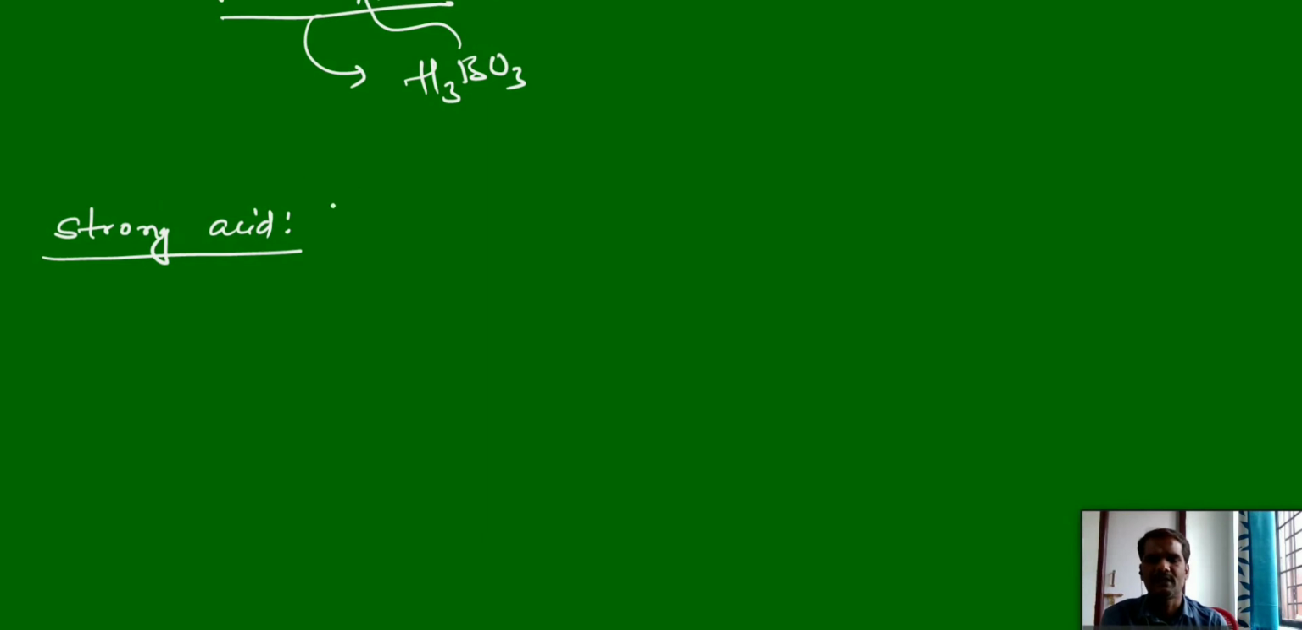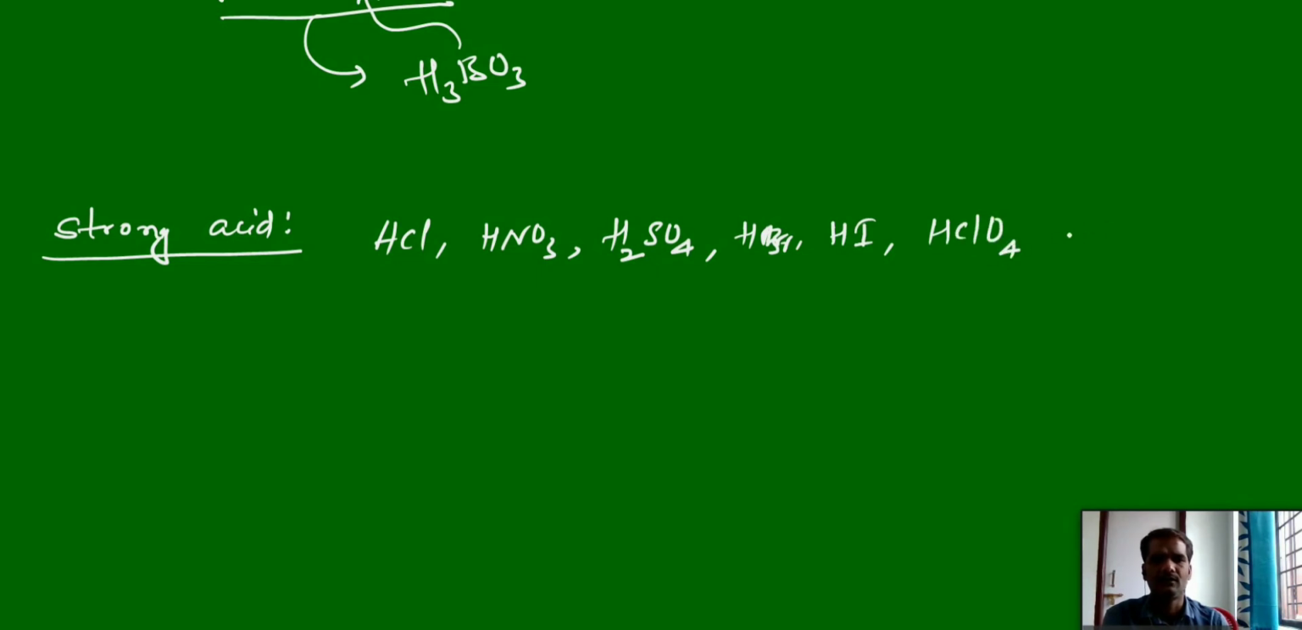Strong acids, we can take some of the strong acids like this: HCl, because we will use these sometimes, what is a strong acid, what is a weak acid. HNO3, H2SO4, HBr, HI, HClO4, etc. These come under strong acids.